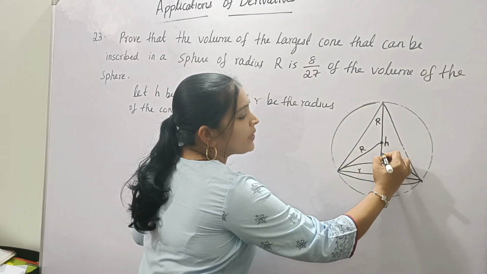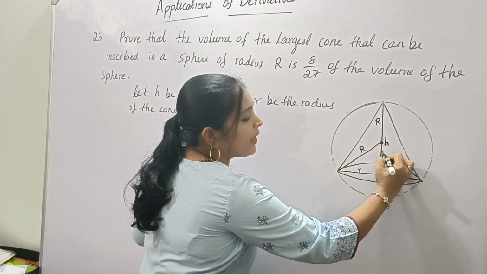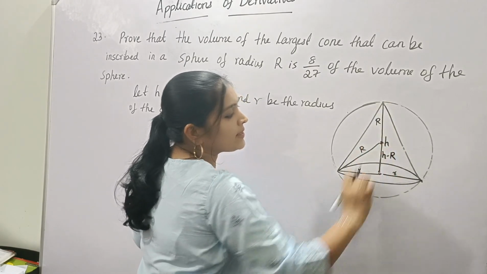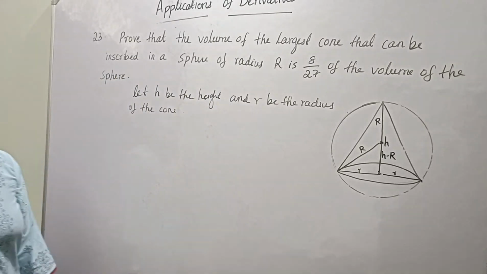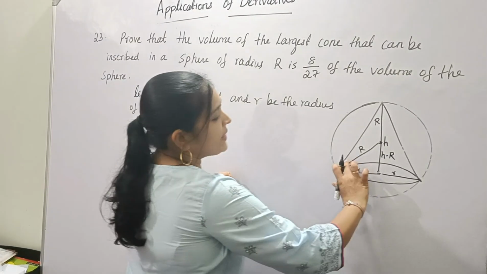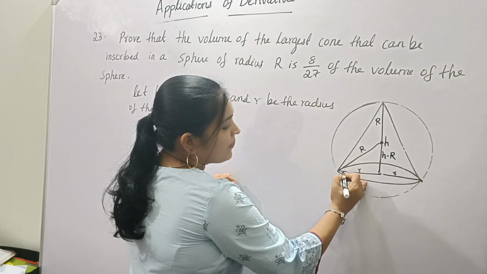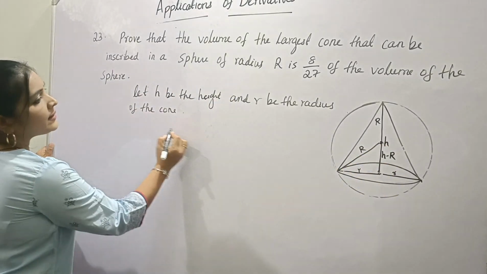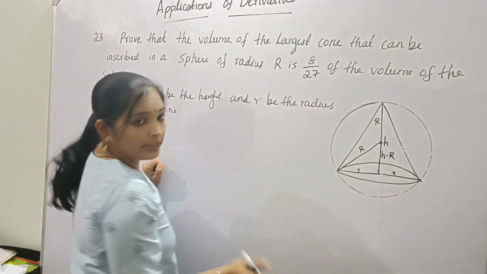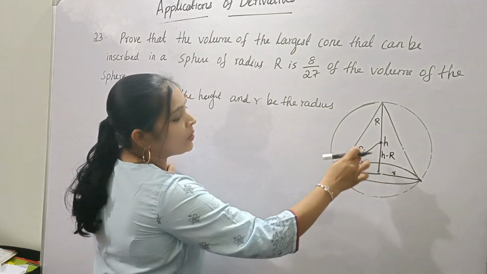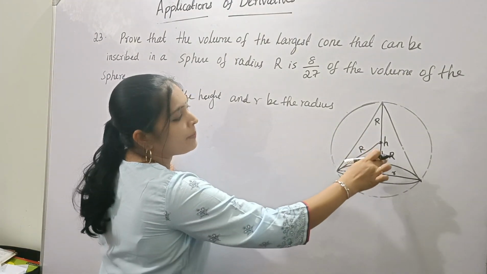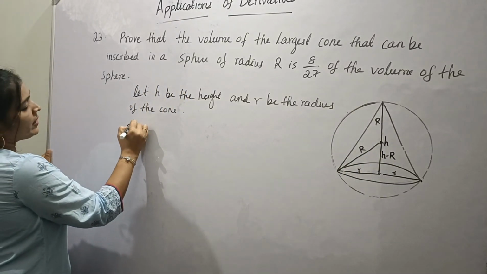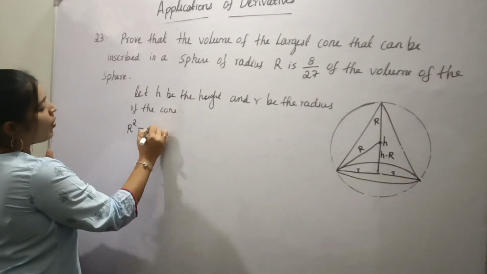So what about this one? It is nothing but h minus R. Total height is h and this part is R, so this length is h minus R. Here, consider this right angle triangle. By Pythagoras theorem, we can write R square is equal to small r square plus h minus R whole square.